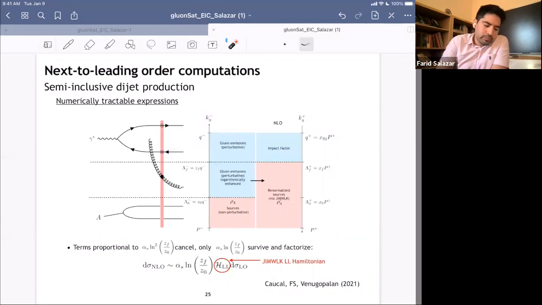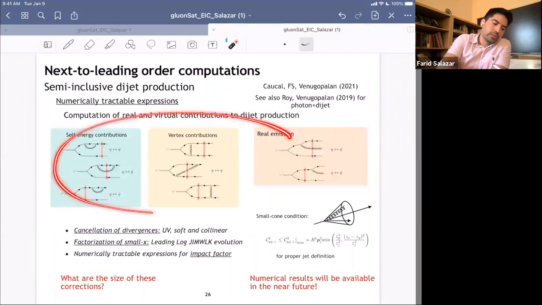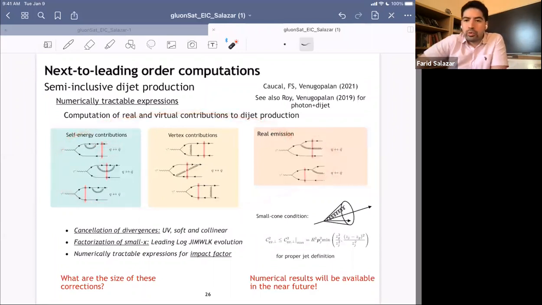And in fact, it's not too difficult to begin to do these calculations, but they can get very long and very tedious. Just to give you an idea, there are multiple channels, as you would expect. So you have this quark anti-quark pair, and then you have to dress it in multiple ways to evaluate the NLO computations.